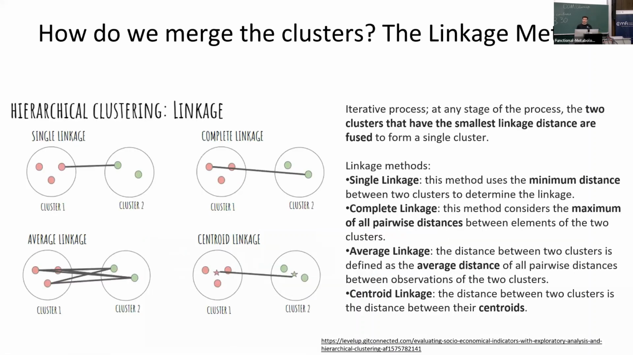And how we merge the clusters uses the linkage method. So you can do it in 4 different ways. You can calculate the distance between 2 clusters that is minimum, or the maximum distance, or the average, or the centroid distance. So in this case, let's say the centroid is the center of the cluster.